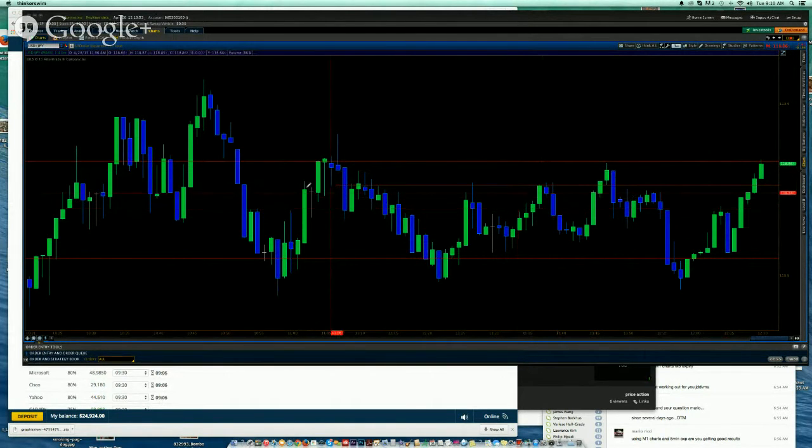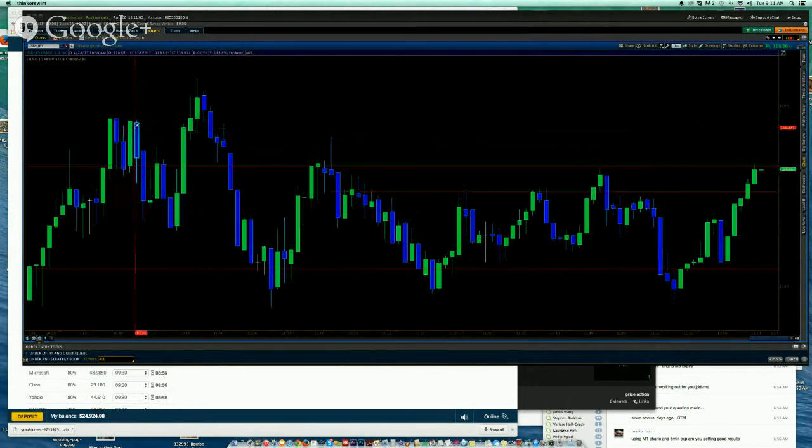After that, sometimes it'll break. As you see it did here, it'll break support or resistance. In this case, it broke resistance, and it hung up here for a while. Sometimes when that happens, it'll make a new support and resistance line.